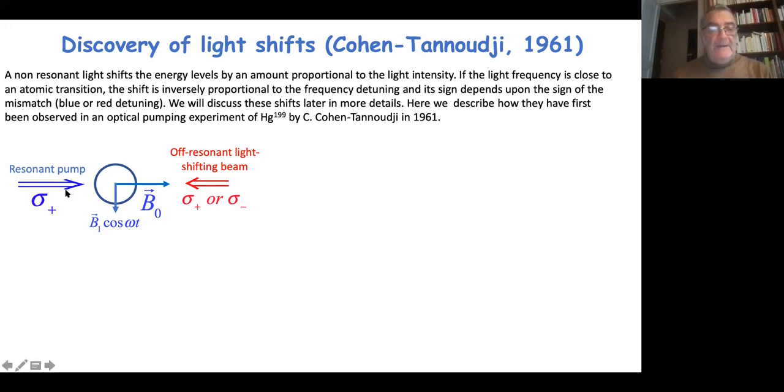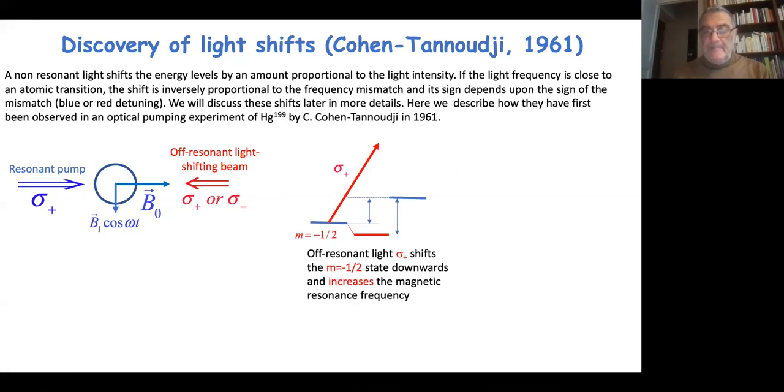So it's a magnetic resonance experiment. You pump the atom with circularly polarized light along the direction of the magnetic field, and you apply in the perpendicular direction a radio frequency field. And when omega naught is equal to omega, you get a resonance. But then what Cohen-Tannoudji did was to add an off-resonant light beam, a beam which cannot be absorbed, but which produces a light shift effect. And you see this off-resonant light beam can be polarized either in sigma plus or in sigma minus. And look at what happens. If the light shifting field is sigma plus polarized, it can only couple the m equal minus 1/2 state to the excited state. So only this state is affected by the light shift.